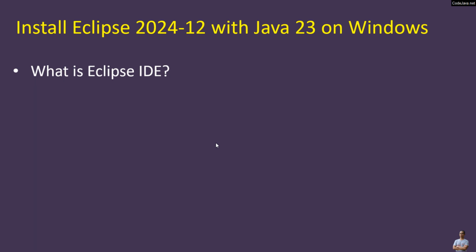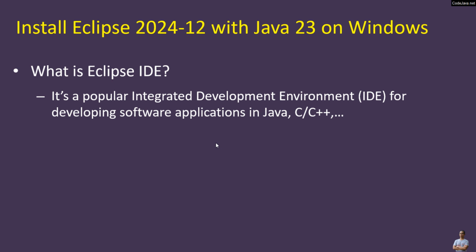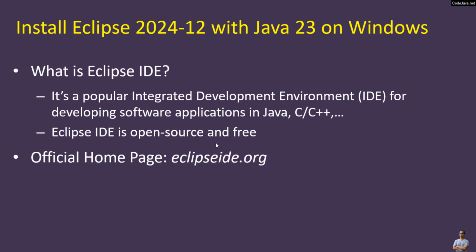So what is Eclipse IDE? Eclipse IDE is a popular integrated development environment or IDE for developing software applications in Java, C++, and other languages. And it is open source and free. That means you can use this IDE for free. And the official homepage of Eclipse IDE is eclipseide.org.